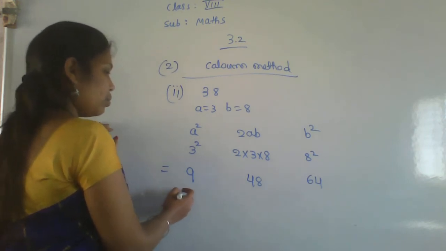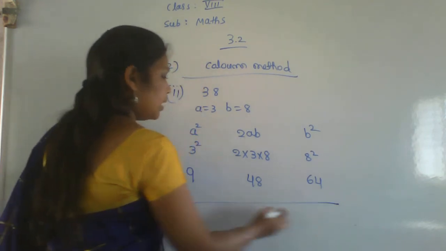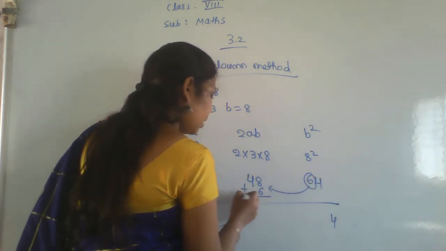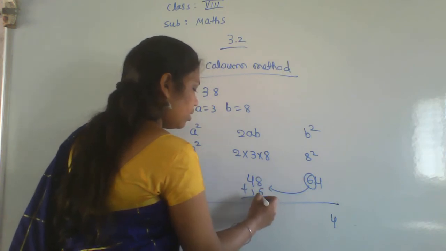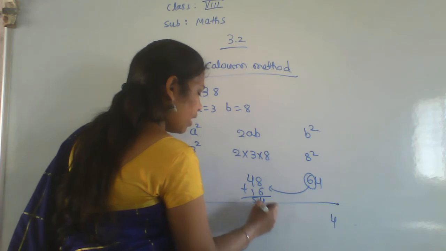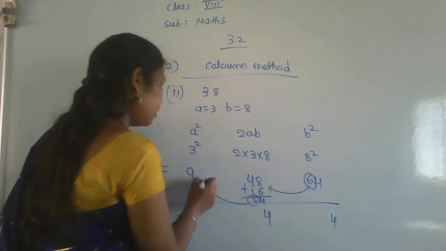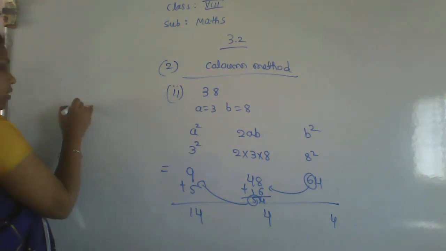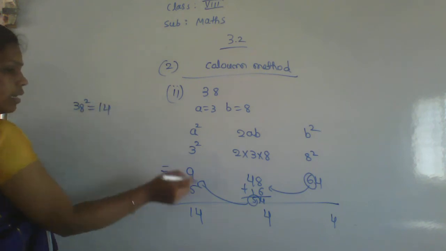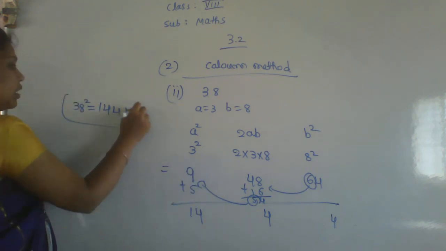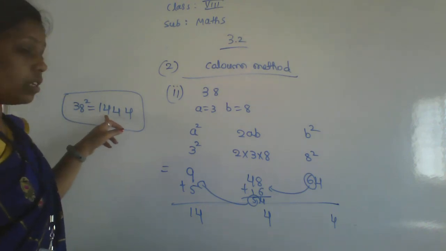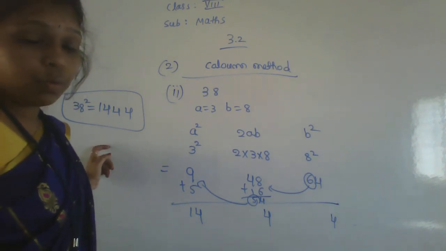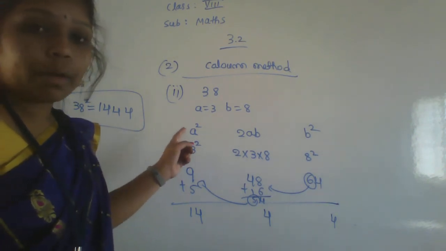Okay. So now here write only 4. Take this 6 this side and add 6: 8 plus 6 is 14, and here 5. So write 4 and take 5 this side and add. 9 plus 5 is 14. So what is the answer? 38 square is equal to 14, and next also 44. So 38 square is what? 1444 is the 38 square value. Like this you have to do the problem. This is nothing but the Coleman method.